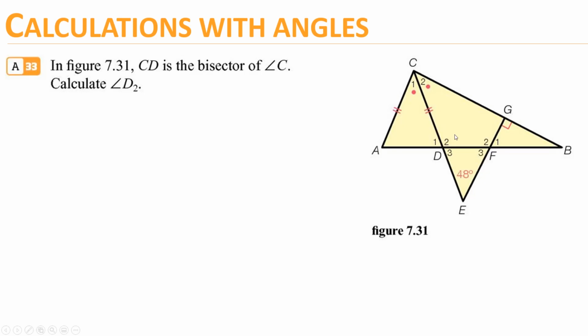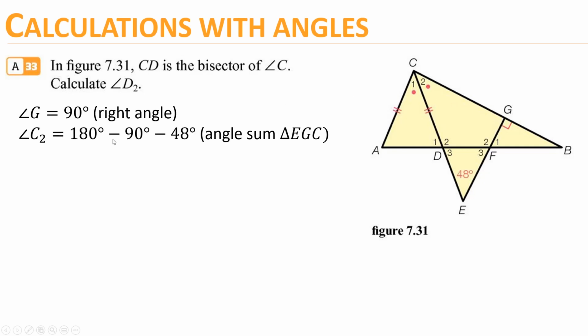Now, let's do this step by step. Angle G is a right angle, so let's say explicitly that it is 90 degrees. And now we can use that to calculate C2. C2 will be angle sum 180 minus this 90 minus 48 is 42 degrees. C1 is the same. That's given, so we don't have to justify that, but we could say it's that CD is the bisector of angle C.